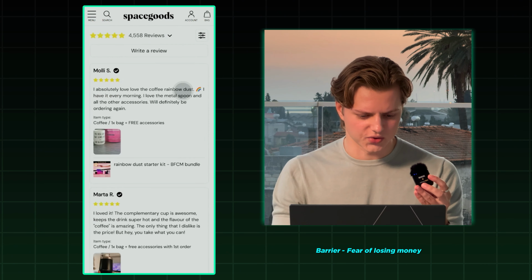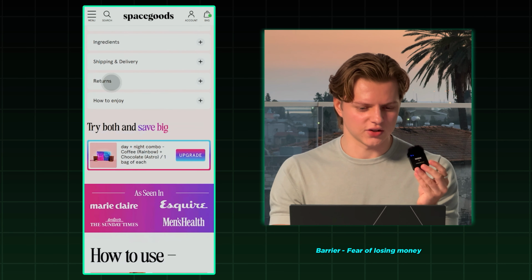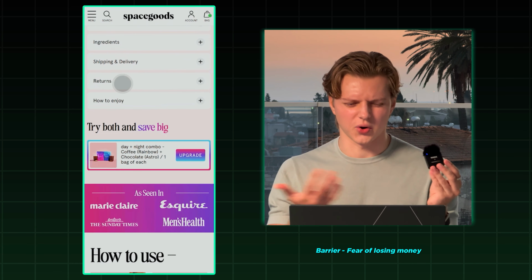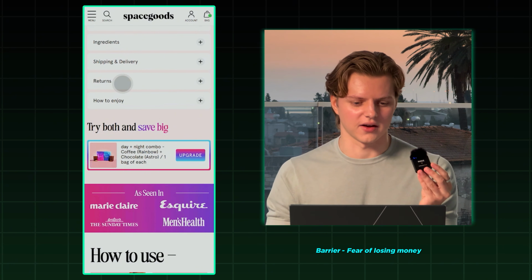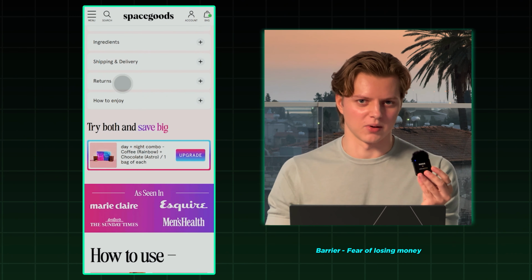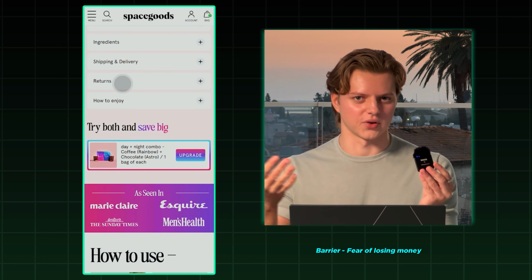Then they have this review section, which is very nice for the fear of losing money. In addition, they do have this returns accordion, which, first of all, returns is very boring. If you have a good money back guarantee, you should promote that instead of just labeling it as returns, because returns is negatively loaded from the customer's point of view.